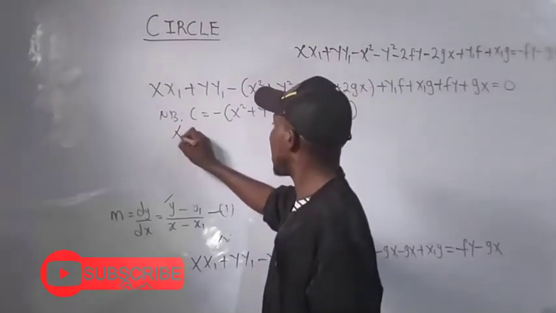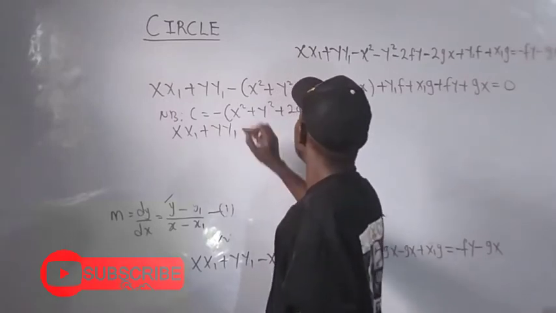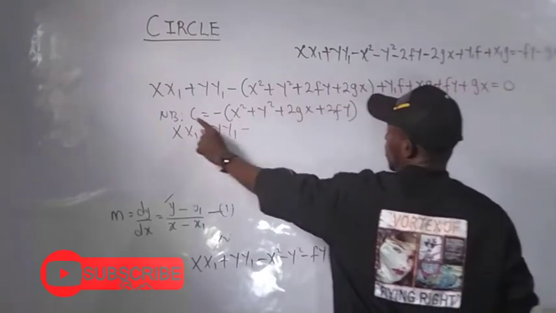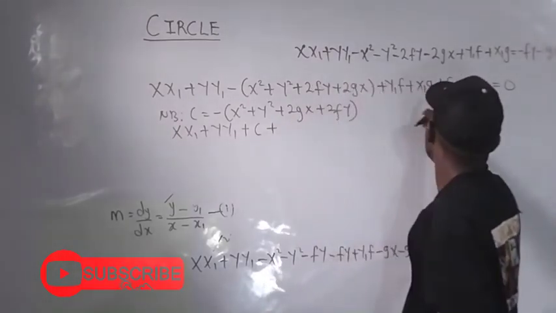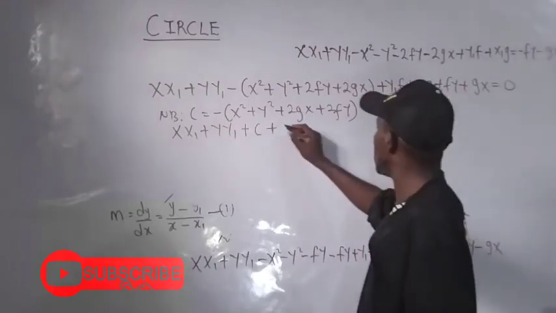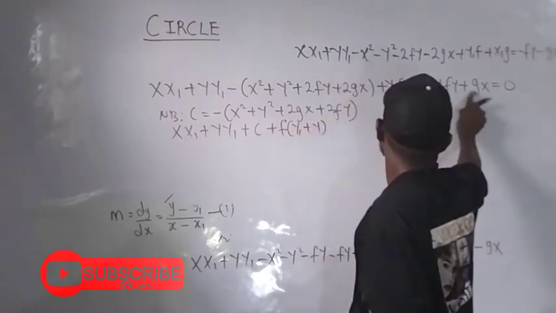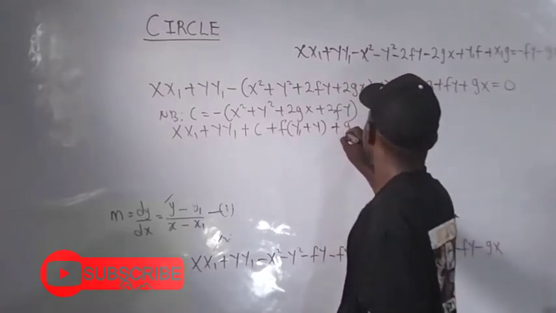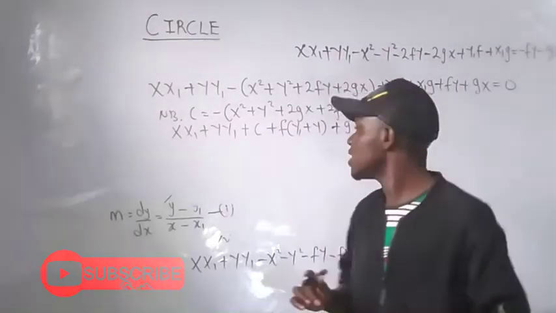So that I'll be having my x1 plus y1, then minus, follow me, I said all of this including all of this equation give me c. So I'll have plus c, then plus, when you look at these two equations, f is common. So when I bring out f, I'll be having y1 plus y, and when I consider these two expressions as well, I'll be having g to come out as a common factor, then x1 plus x, then all equals to 0.